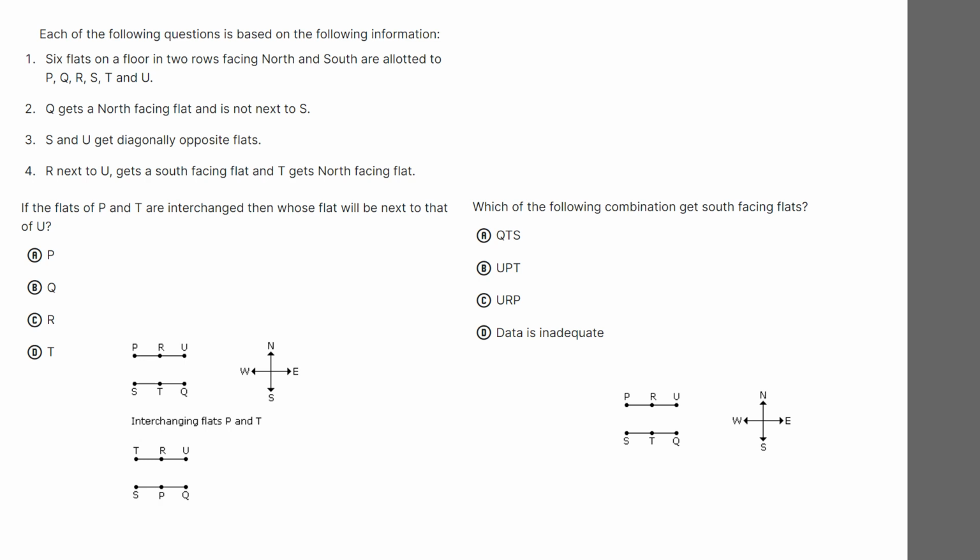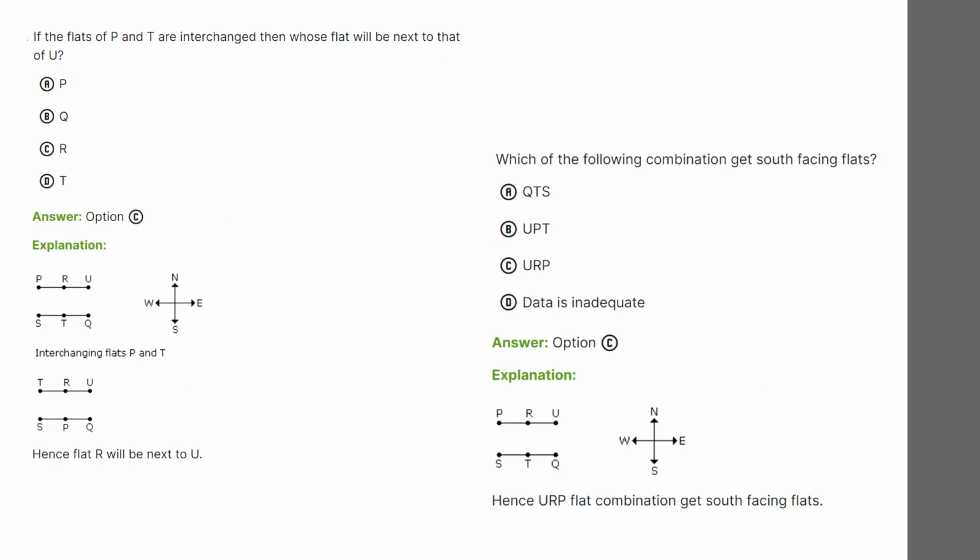Which of the following combination gets south facing plot? So it is clear from the diagram. The south facing plots are nothing but U, R and P. Yes, so we have the first problem answer as option C, that is R, which is the neighbor of U, and the second problem which is giving us the answer as C, that is U, R, P are the south facing plots.